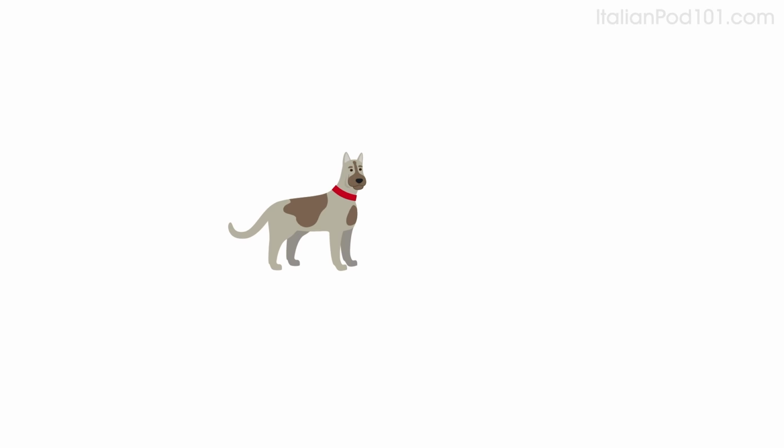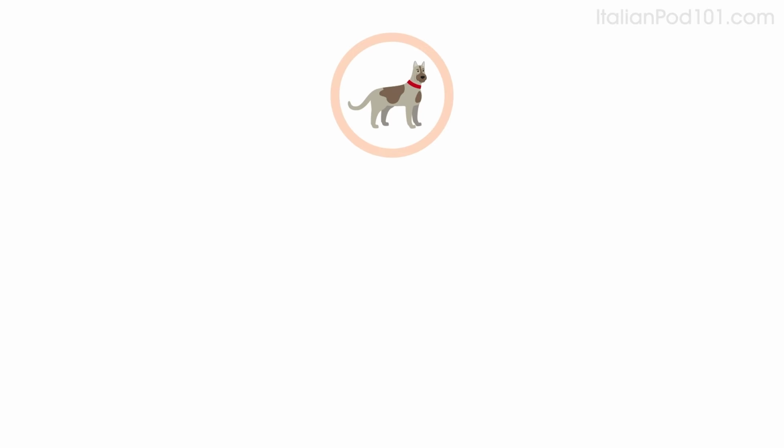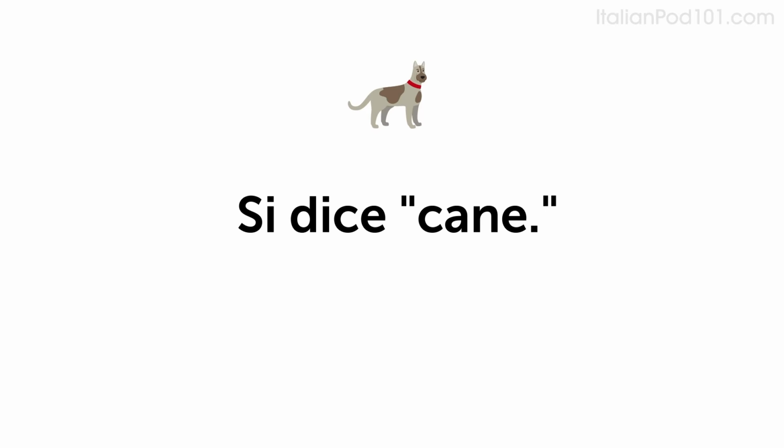Now, imagine it's the word dog. Do you remember how to say dog? Cane. Say, it's dog. Si dice cane. Now answer the question saying it's dog. Come si dice questo? Si dice cane.